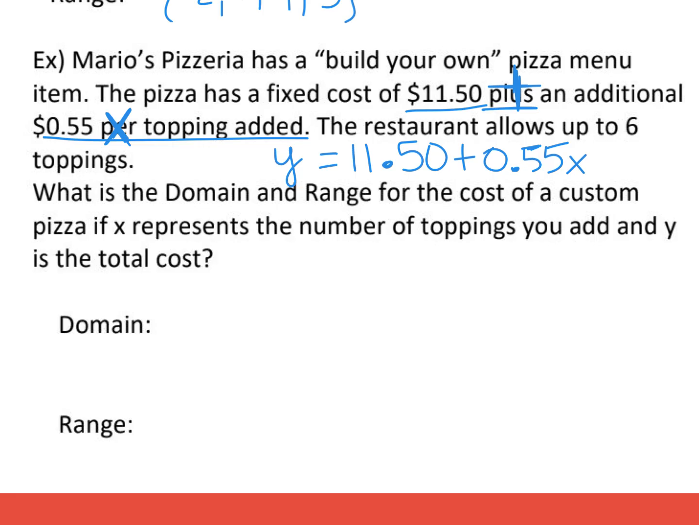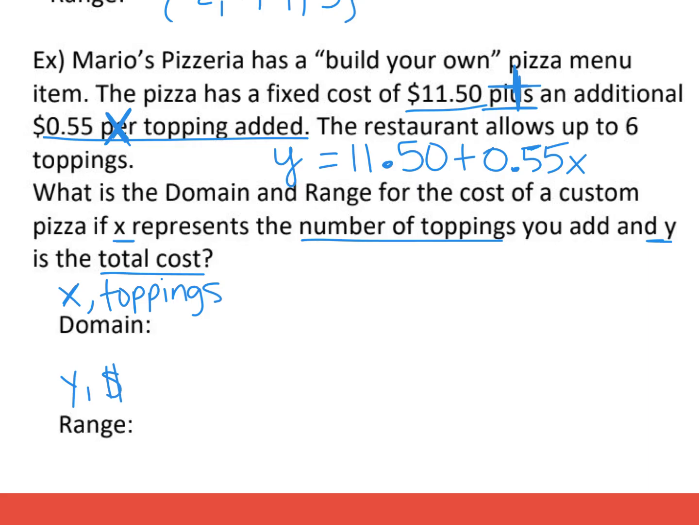It tells us, what is the domain and the range for the cost of a custom pizza? Oh, this is important right here. X is the number of toppings. Is domain x or is domain y? Domain is x. So I'm actually going to write here x, and I'm going to write toppings. So I know that those match. And y is the cost. So down here on range, I'm going to put y with a dollar sign. It's very important that you're labeling so you understand what you're looking at.